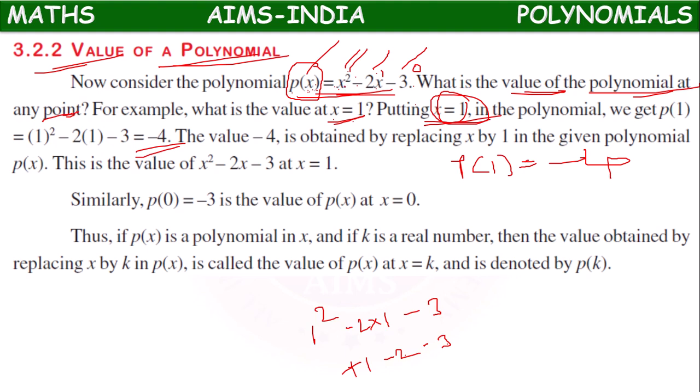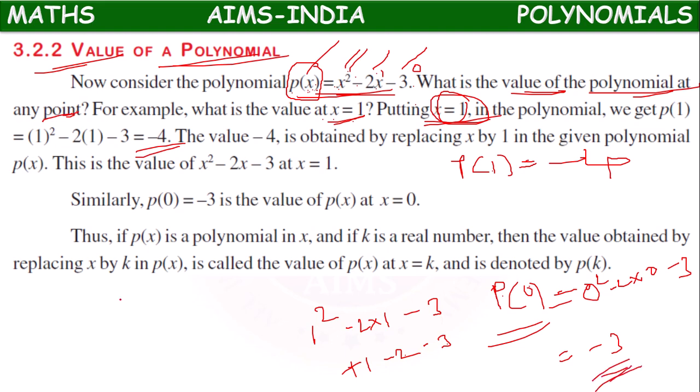Suppose, instead of 1, you keep 0, that is p of 0. Then what will be the value? P of 0 means 0 square minus 2 into 0 minus 3. 0 square how much? 0. 2 into 0 how much? 0. So 0 minus 0 minus 3. At x equal to 0, the value of p of x is minus 3. So p of 0 equals minus 3.